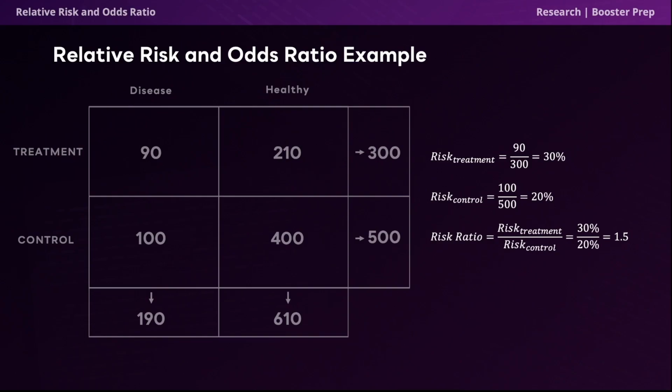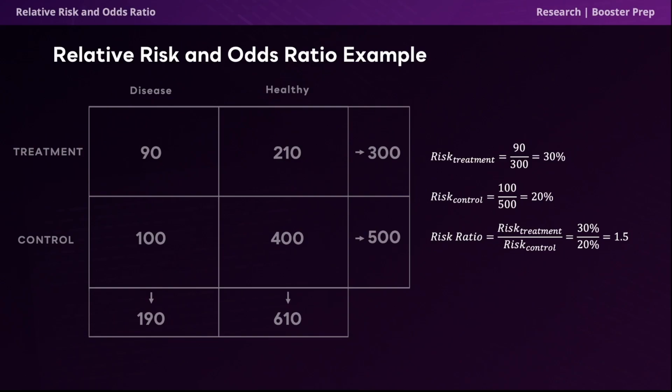This means that the risk of disease amongst those exposed to the treatment is 1.5 times greater than the risk of disease amongst those unexposed. The risk ratio, or sometimes called relative risk, can range from 0 to infinity, with 1 being the null hypothesis, which states that the risk of disease among the exposed and unexposed is the same.